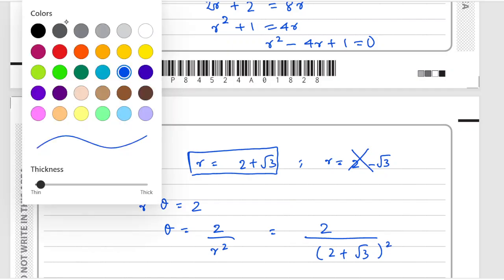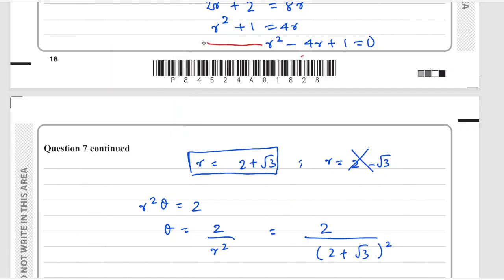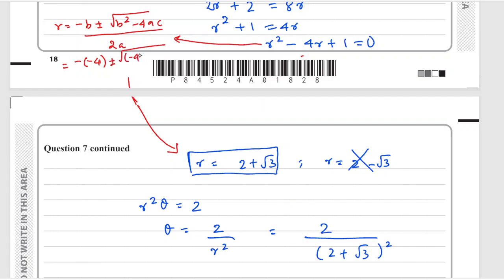If you had a doubt in finding the value of r, you can just use the formula minus b plus or minus root of b square minus 4ac, all divided by 2a. You can't use the calculator directly, so just show the working. That is plus or minus root of minus 4 the whole square minus 4 times a multiplied by c, divided by 2. You simplify that and you'll get this value of r directly. It was a basic calculation, that's why I omitted it in the first place.